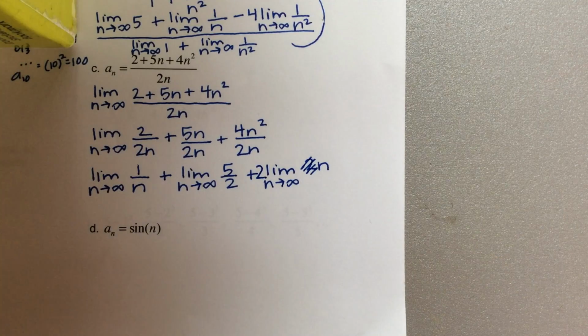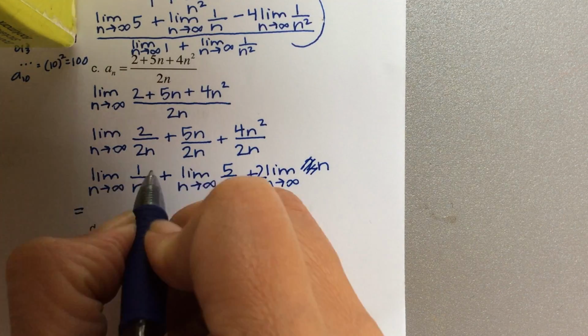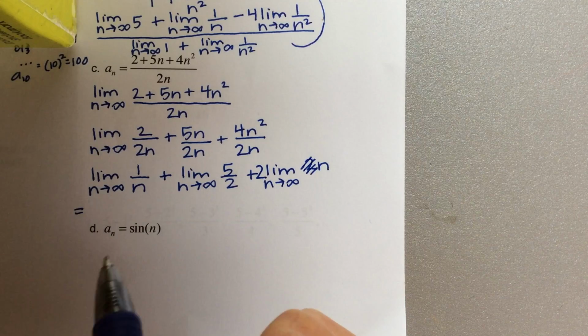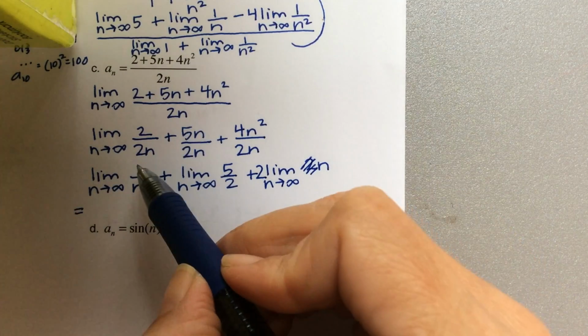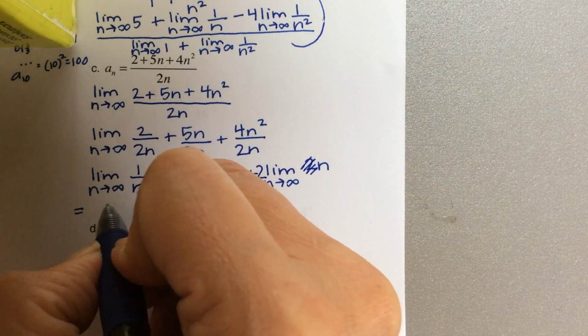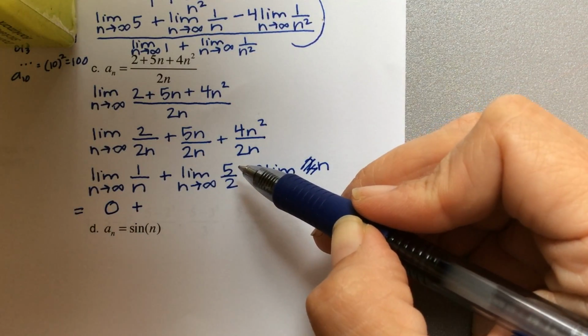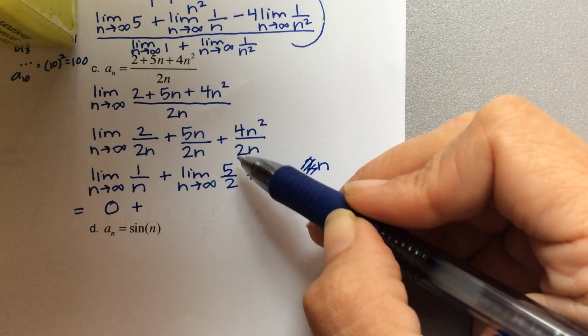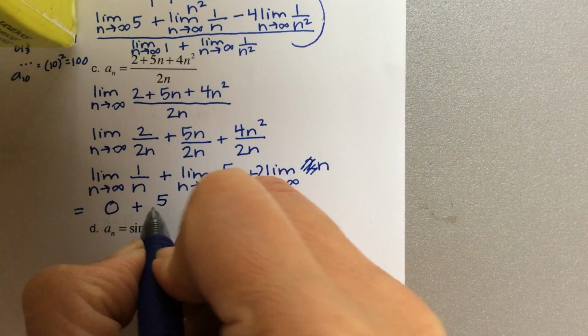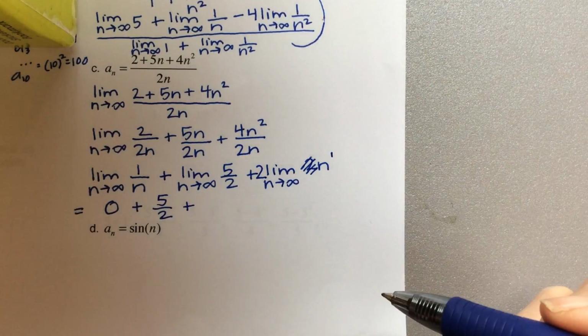So now we're going to evaluate this. So let's start with this one. This is that same sequence we keep seeing over and over again. Because it's 1 divided by n, this is going to approach 0. And then this one right here, because we have the limit as n approaches infinity of a constant, our limit is the constant, so 5/2.